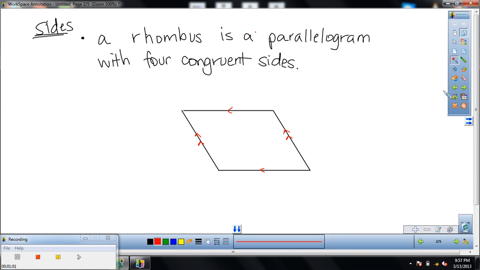The first one is the property of sides of a rhombus. A rhombus is a parallelogram with four congruent sides. So everything is true of the sides in a parallelogram. In a parallelogram we learned that opposite sides are congruent. This is also true in a rhombus. Our opposite sides are congruent. And same here, these opposite sides are congruent. That's true, but they all are congruent to each other as well. And that's only in a rhombus. That will not happen in a regular parallelogram. So that's what makes a rhombus special, is that it's a parallelogram that has four congruent sides.